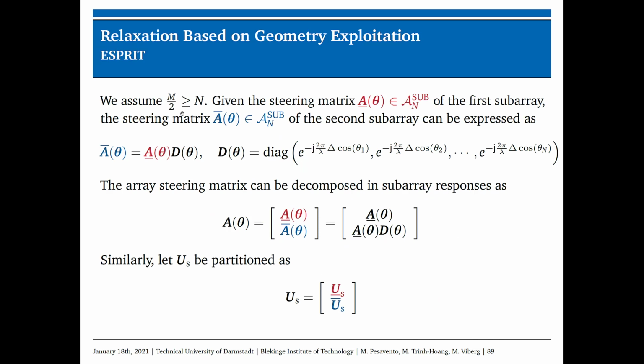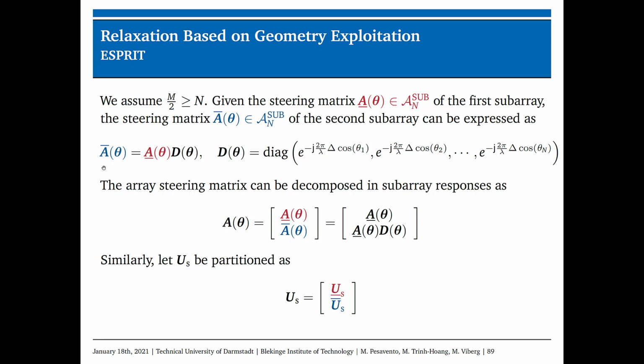We assume that the number of sources n is smaller or equal to the number of sensors in each subarray. If m is the number of sensors in the entire array, then m/2 is the number of sensors in each subarray. The steering matrices of the 2 subarrays, that is A underbar and A overbar, both belong to the same manifold A_N sub, and they only differ in the position of the reference sensors. Hence their relation can be expressed as given here.